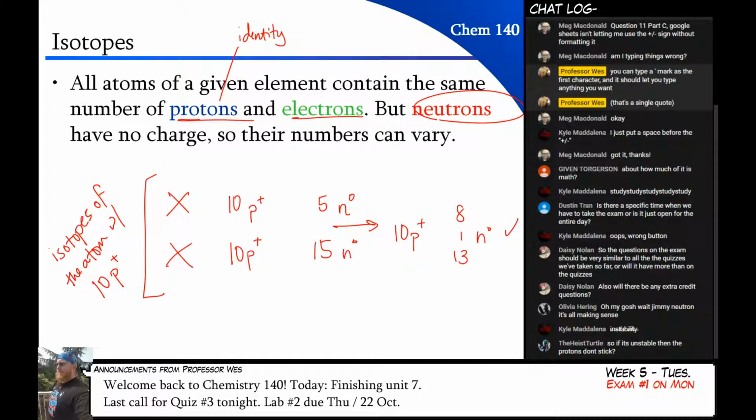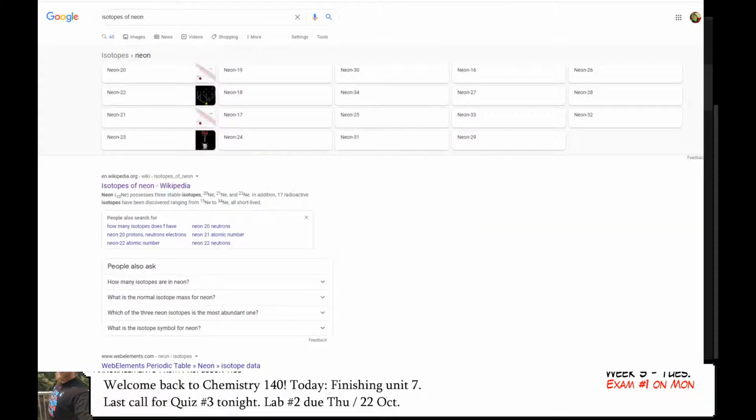Now, if you go to the internet and type in Wikipedia, or just on Google here, I usually go "isotopes of," and since we're talking about neon here, I'll type in neon. And you know what I should do? Let me see if I can window capture this. Yeah, there we go. That's too big.